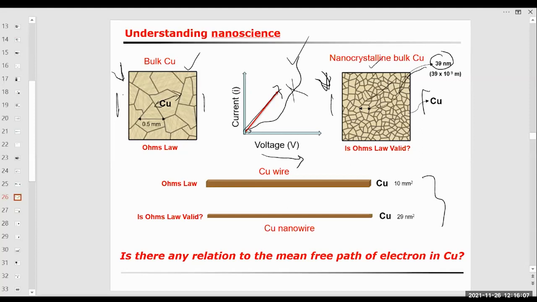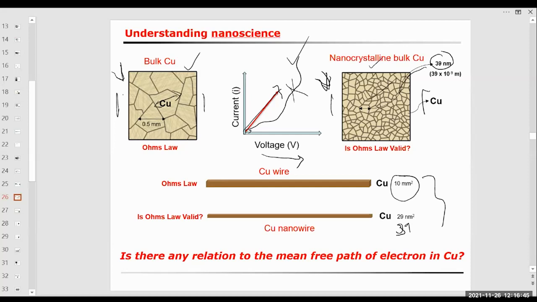If we consider the copper wire which we use in our household electrical connections, the cross section is typically about 10 millimeters square. Now imagine replacing these wires with copper nanowires. Of course, here it's not 29, it should be 39 nanometers. If I make a copper nanowire with a cross-sectional area of 39 nanometers square, I am going to see exotic electrical behavior from this copper.